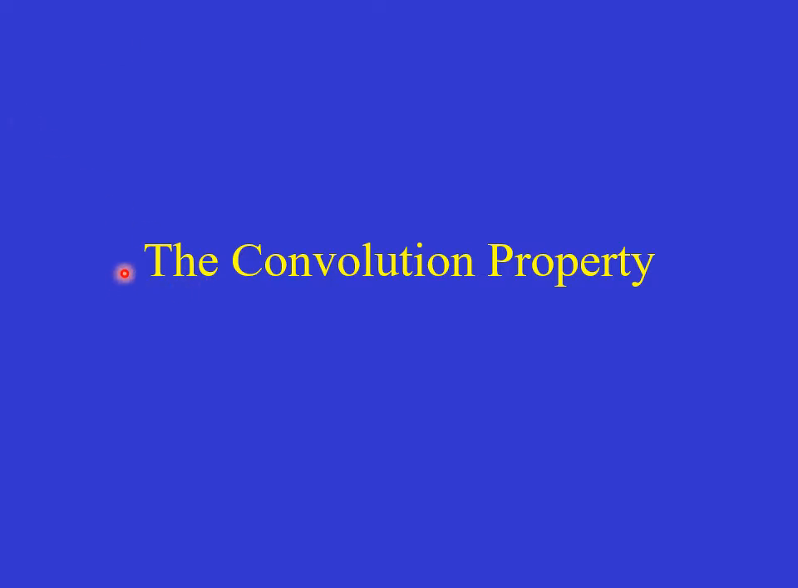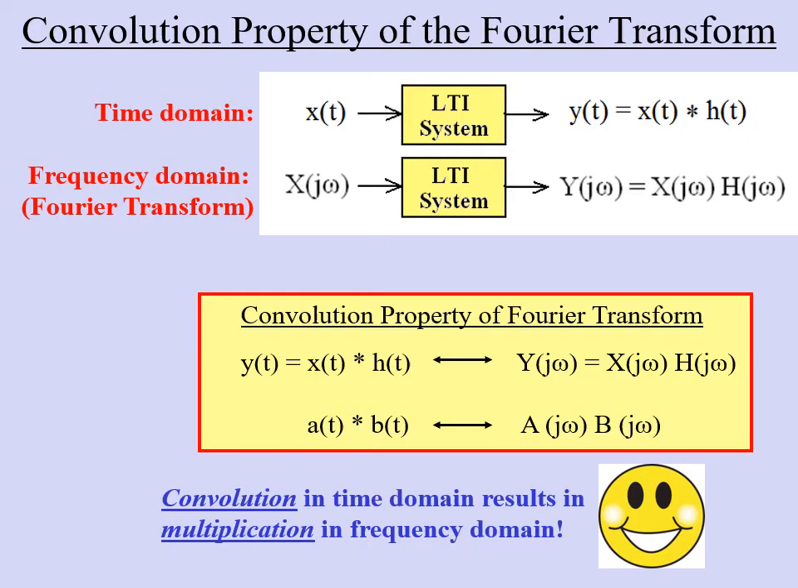Let's now turn to perhaps the most important and powerful property of the Fourier transform, and that is the convolution property. The convolution property is great news for us, because, remember, in the time domain, when we want to figure out what the output of a system is for any given input x of t, the output is equal to the input convolved with the impulse response. Remember, this star here means we have to perform a convolution of x and h.